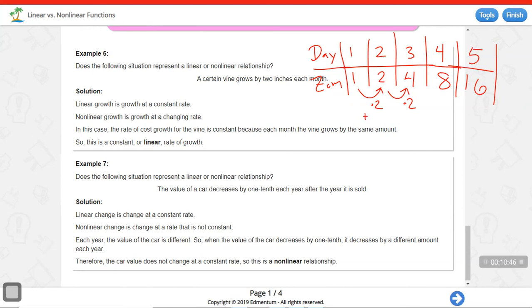Well, the first time it added one. The next time it added two. The next time it added four. And notice that's not a constant rate. A zombie apocalypse would definitely not be a constant rate. In fact, it's an exponential rate, which is what makes it so scary. All right, because it could get so quickly out of hand.